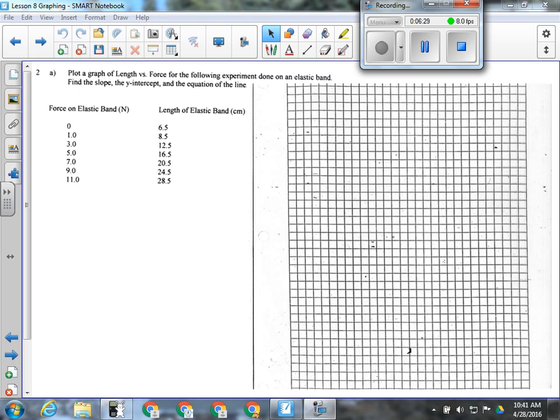Tomorrow, we'll have the Chromebooks, and I'm going to show you how to use Google Sheets to do your graphing, and then you'll never have to do another graph on paper again. Yeah, I know it's awesome. Doing graphs on paper sucks.